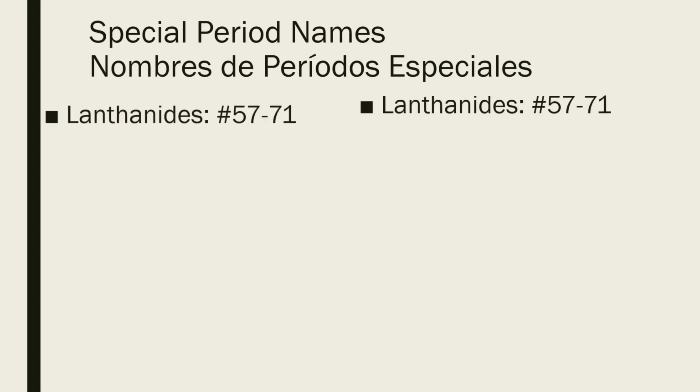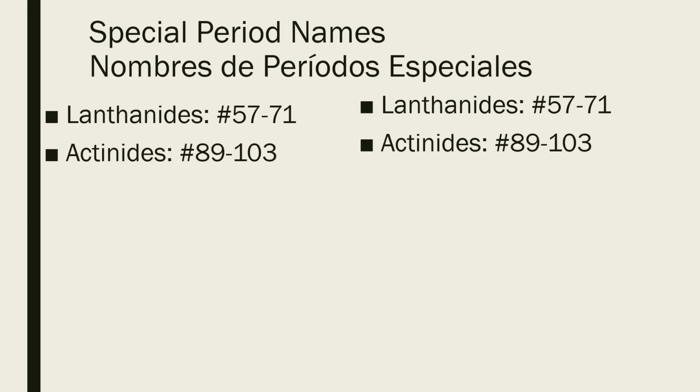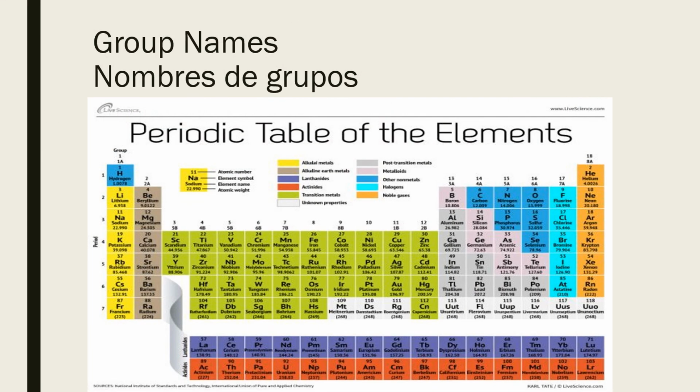There are special period names for two of the rows that are below the periodic table. Lanthanides, which starts with number 57, lanthanum, goes to number 71. And actinides, for actinium, number 89, goes to 103. As you can see, they are down below here in purple and red.